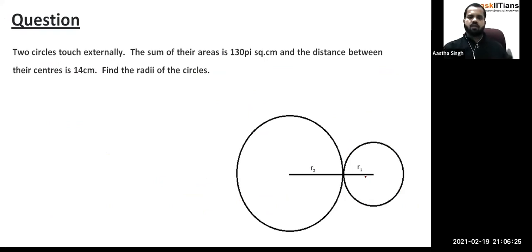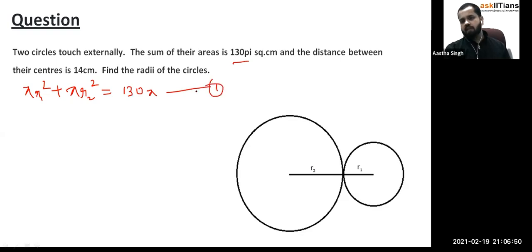Okay, so the next question is two circles touching externally, right? The sum of their areas is 135. So let R1, R2 be given. The first equation is pi R1 square plus pi R2 square is equal to 135. I'm not solving the whole question, I'm just making equations. Try to calculate further, and you will easily get the radius of the circles. So the distance between them, R1 plus R2, is given.